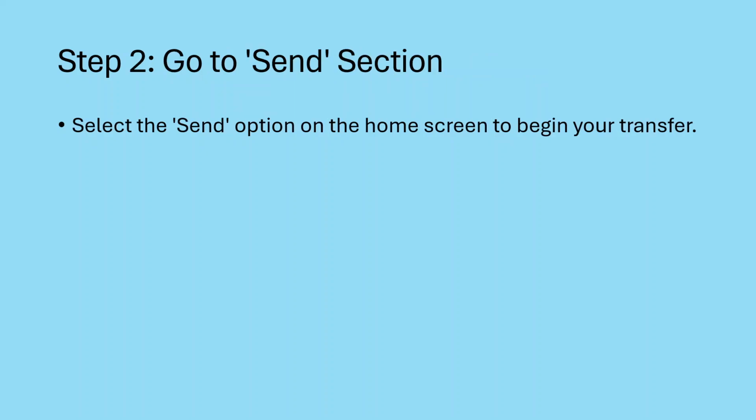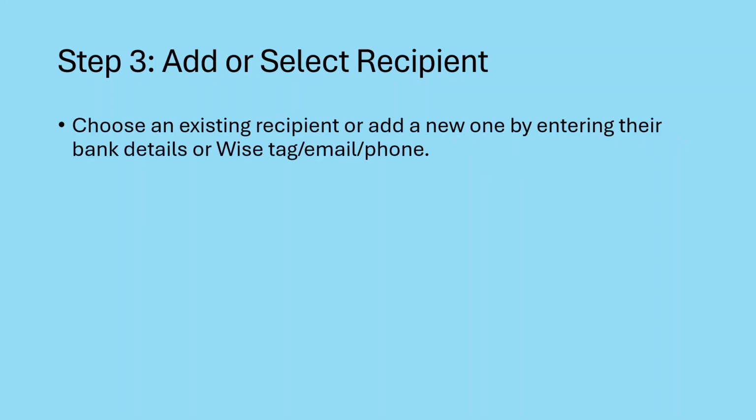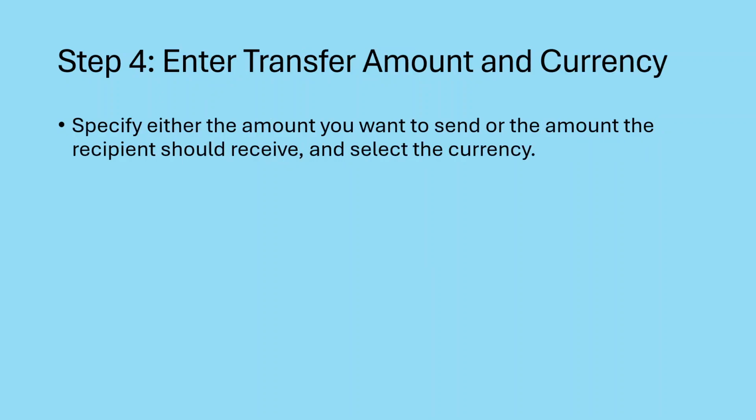Step 2. Go to Send section. Select the Send option on the home screen to begin your transfer. Step 3. Add or select recipient. Choose an existing recipient or add a new one by entering their bank details or Wise tag email/phone.